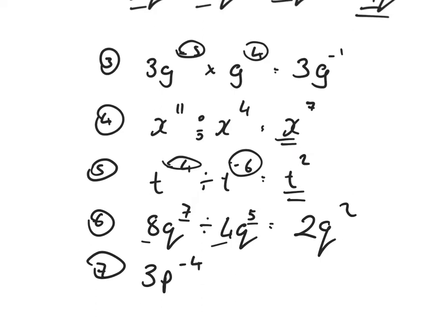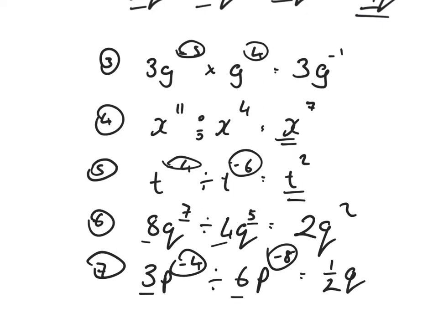3p to the minus 4 divided by 6p to the minus 8. Well, 3 divided by 6, that's 1 half. Minus 4 minus minus 8 is minus 4 plus 8, and that's 4, so that's half p to the 4.